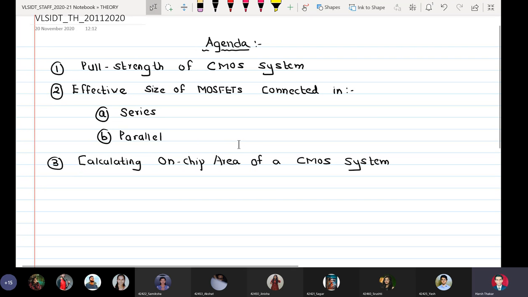So to explain pull strength of CMOS system, we will again go back to the simplest and smallest possible CMOS system, that is a CMOS inverter. Always remember that whenever a question is asked which is the simplest and smallest CMOS system, the answer is CMOS inverter, because it contains one PMOS and one NMOS.